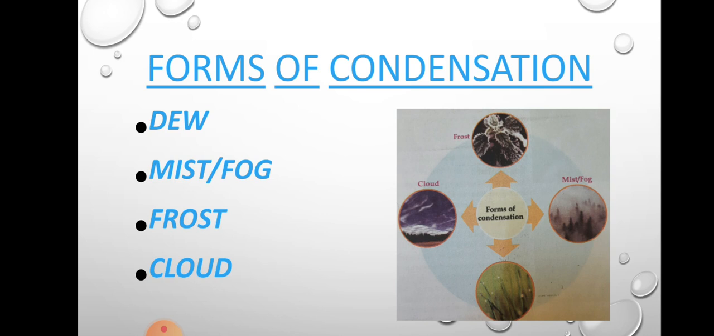Atmosphere should reach the saturation level for the condensations to begin. With the further addition of water vapor or due to considerable fall in temperature, the water vapor in the atmosphere begins to condense. And these condensations are mainly of four forms. We call it forms of condensation. Four types of condensations. The first one is dew, second one mist or fog, third one frost, and fourth one cloud.